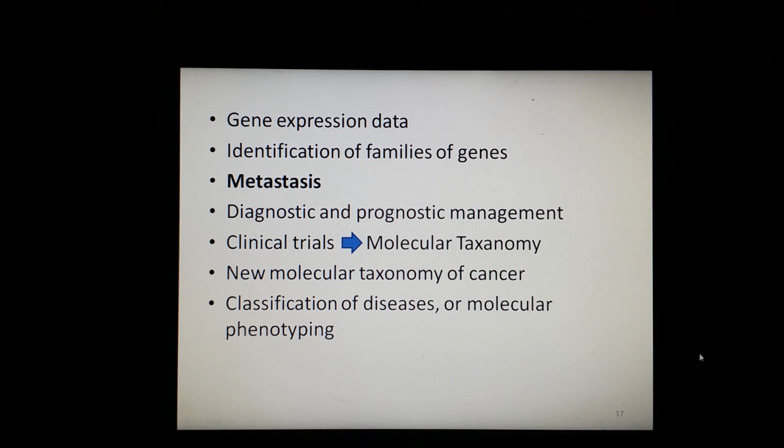Moreover, clinicians will be able to use microarrays during early clinical trials to confirm the mechanism of action of drugs and to assess drug sensitivity and toxicity. And they can be used to develop a new molecular taxonomy of cancer, including clustering of cancers according to prognostic groups on the basis of gene expression profile.